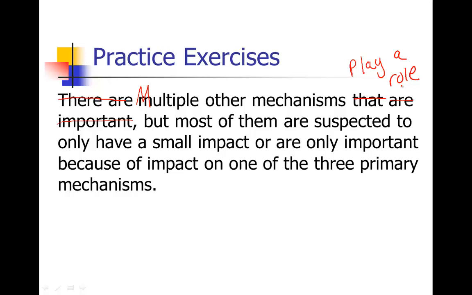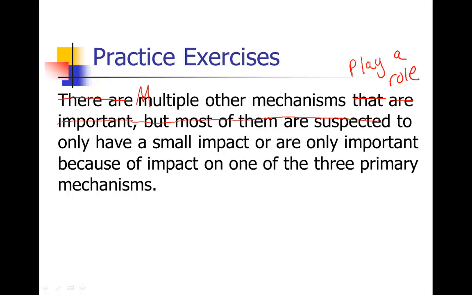And then we get to "but most of them are suspected to only have a small impact." Well, okay, this is one of those instances where we have a lot of words that we don't really need here. So what's the purpose of putting "most of them are suspected to" in here? Well, the author kind of wants to qualify that these aren't definitely known, right? We're not quite sure. We think they have a small impact. So there are a lot of shorter ways to put in that little hedge. You could use the word "may." You could use the word "likely." So we probably don't need any of this, "but most of them are suspected to."